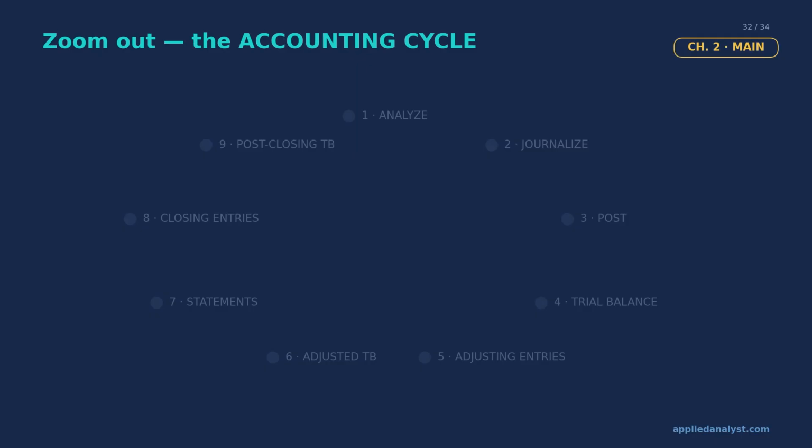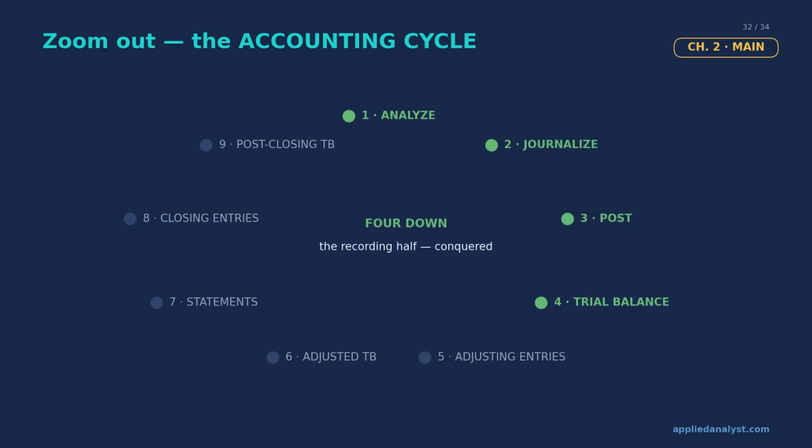Zoom out. You've earned the view. Everything accountants do, every period, follows one loop, the accounting cycle, 9 steps. Analyze, journalize, post, trial balance. Look where you're standing, you've already done all 4. That's the entire recording half of the cycle. Conquered. What's left? Adjusting entries and the adjusted trial balance. That's Chapter 3, where we make the books tell the truth. The statements you met in Chapter 1. Closing entries, Chapter 4. And the post-closing trial balance that resets the loop. 4 down, 5 to go, and you're ahead of most first-year students.